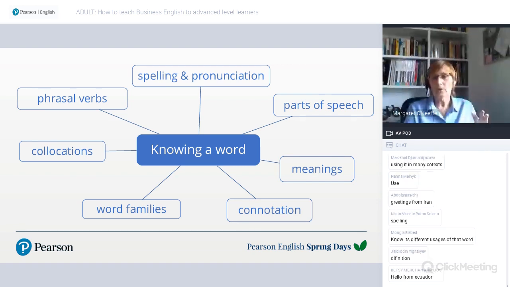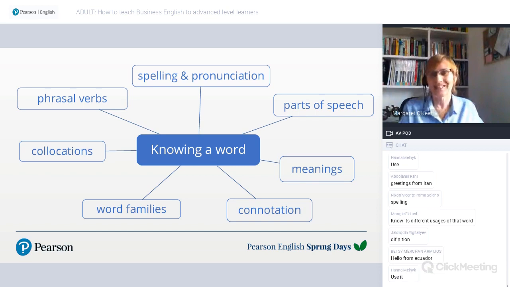But when you look at the dictionary, what you find is there are actually 25 different entries for the noun order. It has 25 different meanings. So there's a lot just to knowing the meaning of a word. Obviously, you also need to know the connotations of the word. Is it a negative word? Is it a positive word? Is it formal? Is it informal?